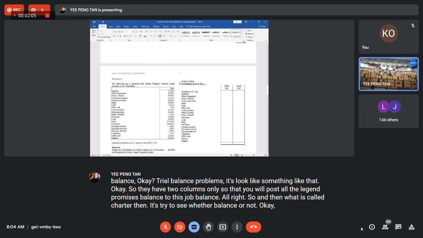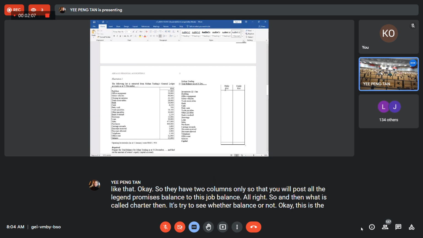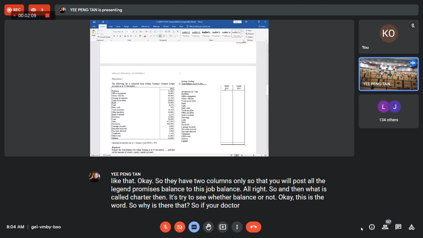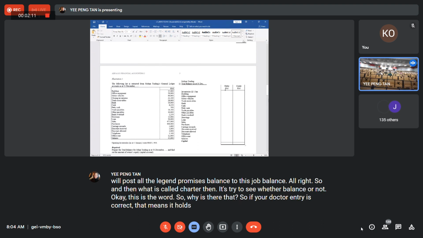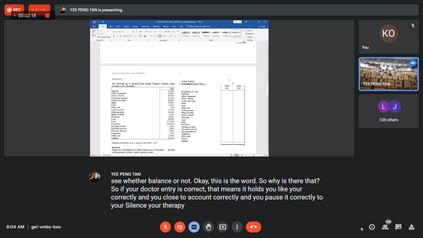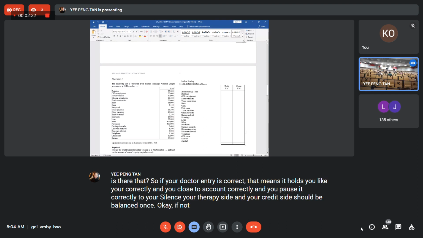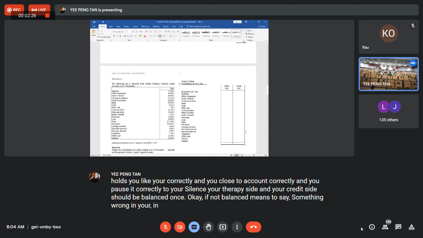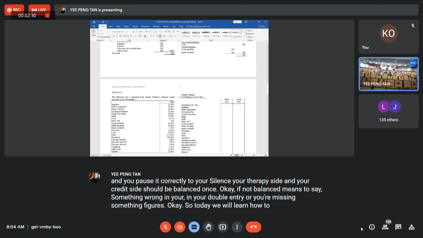So if your double entry is correct, that means you posted your ledger correctly, closed your accounts correctly, and posted correctly to your trial balance, your debit side and your credit side should balance. If not balanced, it means something is wrong in your double entry or you are missing some figures. So today we will learn how to draft out the trial balance.